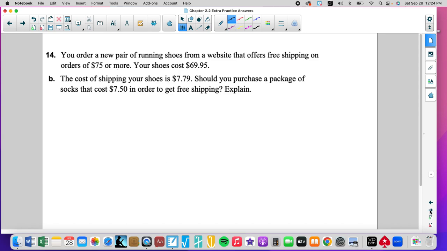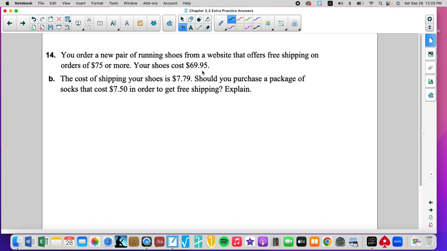The cost of shipping your shoes is $7.79. Should you purchase a package of socks that costs $7.50 in order to get free shipping? Explain. All right. So the cost of shipping your shoes is $7.79. That's if I don't get to that $75. So should you purchase a package of socks at $7.50, meaning I would get free shipping.